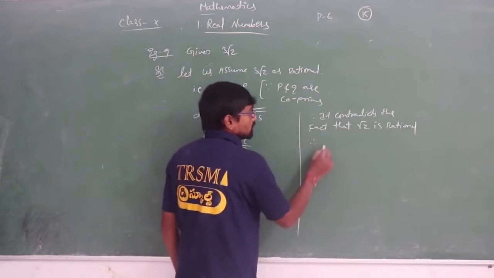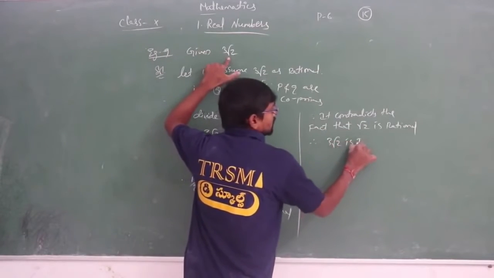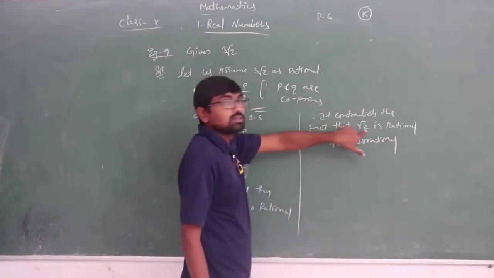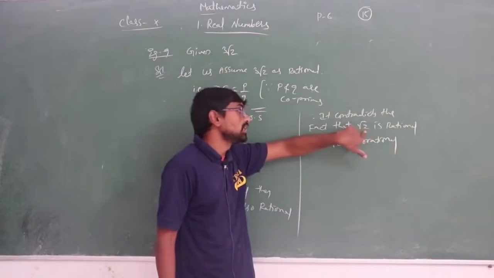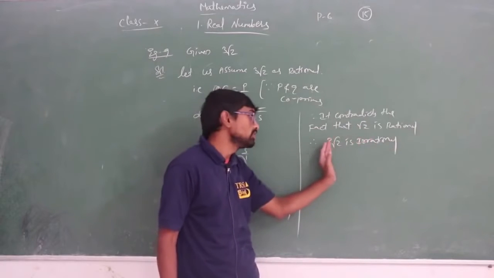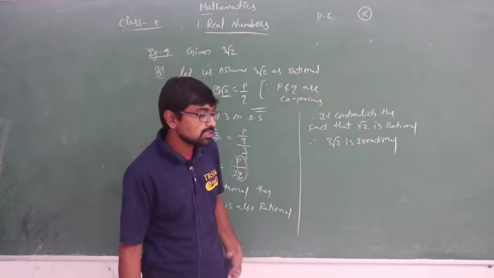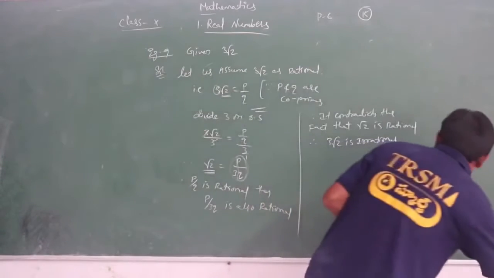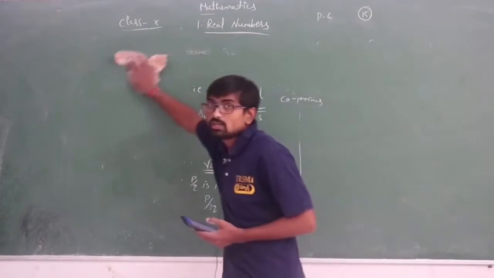So therefore 3 into root 2 is irrational. Why? As root 2 is irrational, if I multiply it with 3, again I will get an irrational. Therefore 3 root 2 is also irrational. So like this you need to prove the irrational numbers. Okay, hope you all understood about this.